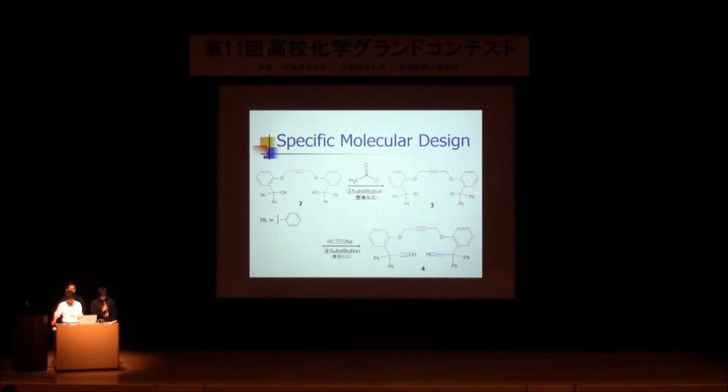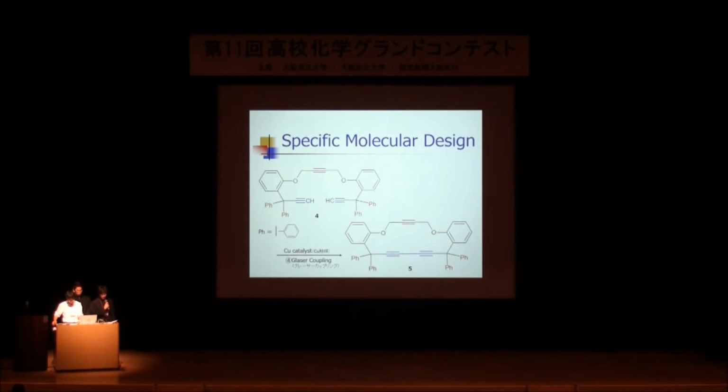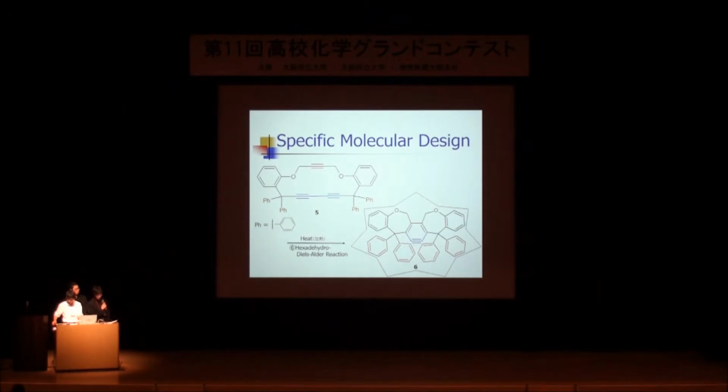Next, compound 2 is converted to form compound 3, and then compound 3 is connected to the carbon-carbon triple bond units by the reaction of acetylide to form compound 4. Next, compound 4 is coupled by using a coupling reaction to obtain macrocyclic compound 5. Finally, compound 5 rearranges by heating to form benzyne 6.